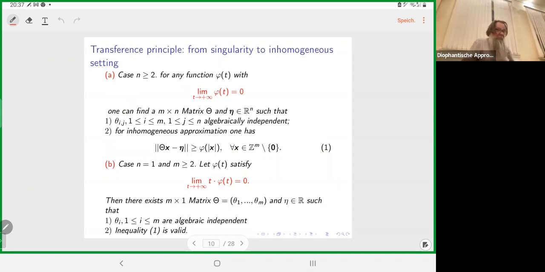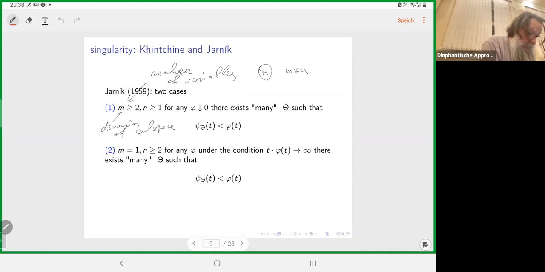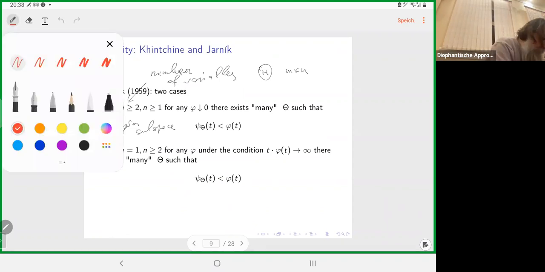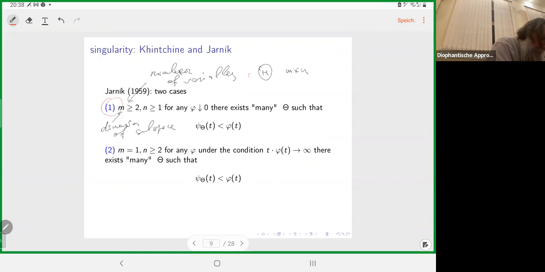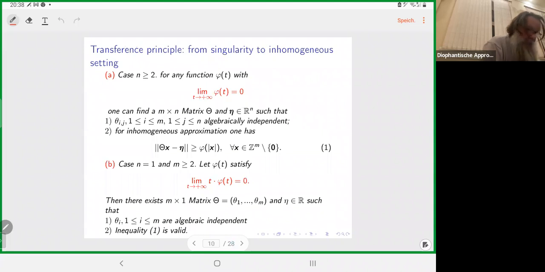inhomogeneous setting. So you see here in red, I wrote two different assumptions related to the difference between case 1 here and case 2 here. So in case 1, we have an arbitrary function decreasing to 0, and in case 2, related to simultaneous approximation, we need an additional assumption. So what happens?